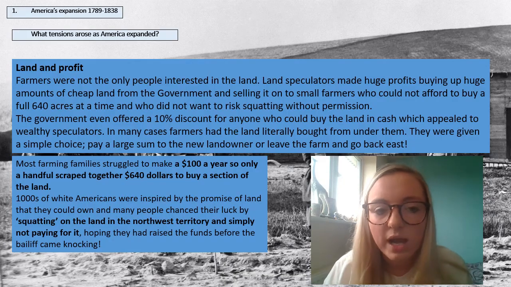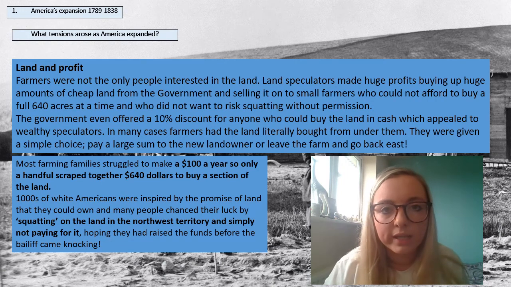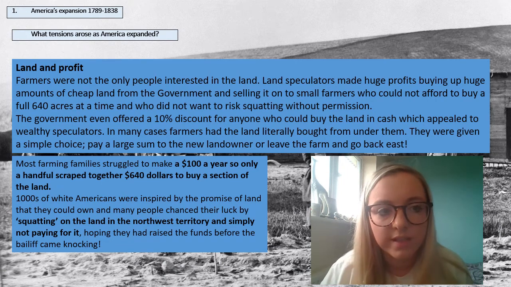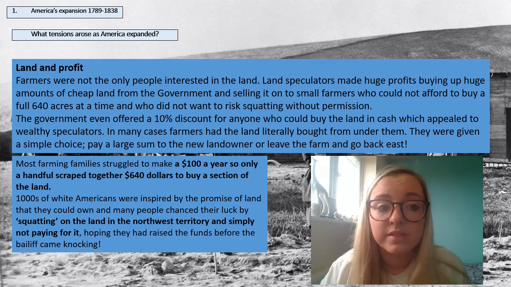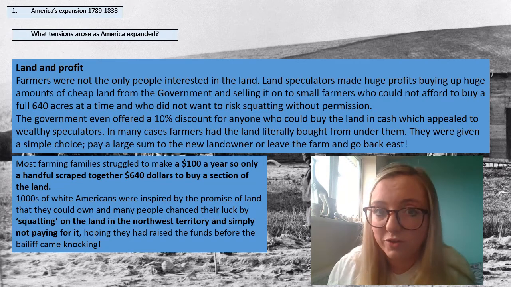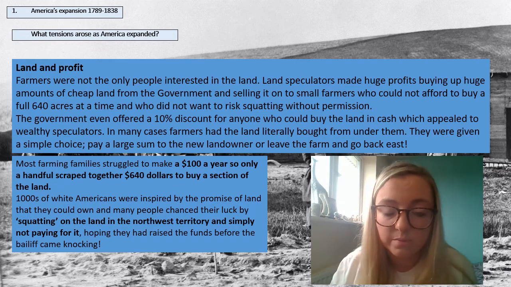So looking now at our white Americans, a big part of the reasons that they moved westward and America expanded as a whole was because of land and profit. Farmers were really interested in land and wanting to own their own land, so that they could vote and make money from it.